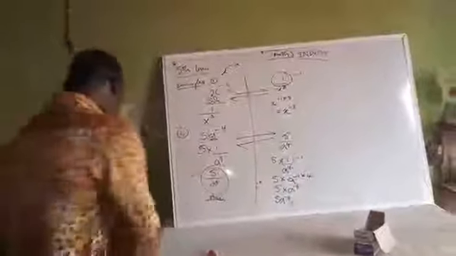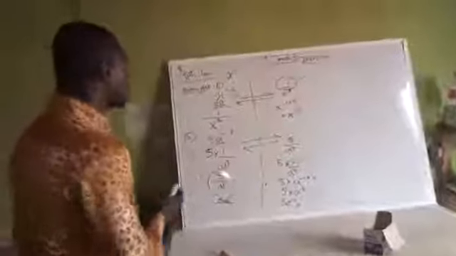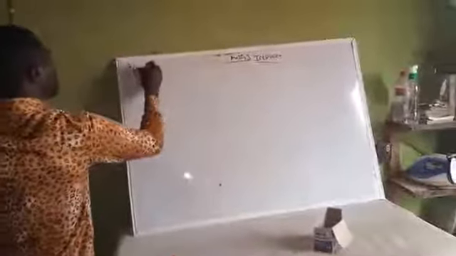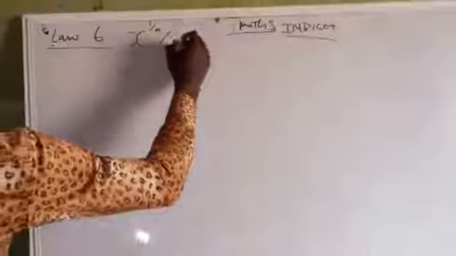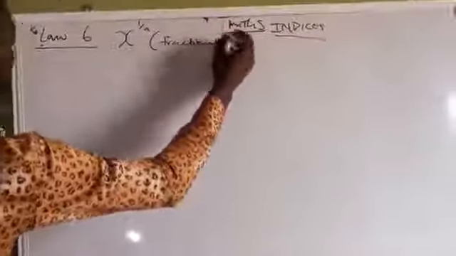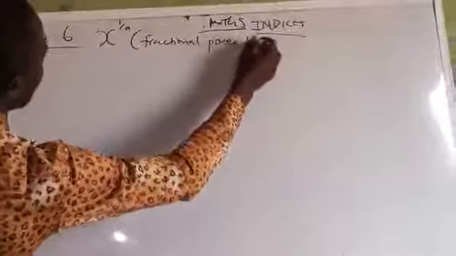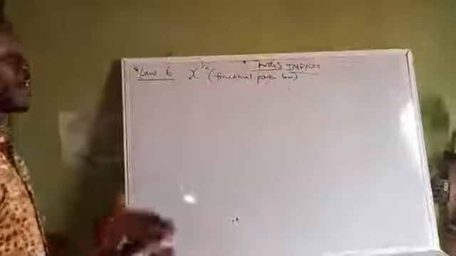Now we are going to talk about the sixth law of indices. We call it law 6. This law 6 of indices has the mathematical equation stated as x raised to power 1 over a. The name here, you can name it as fractional power law, because the power of x here is in the form of a fraction.